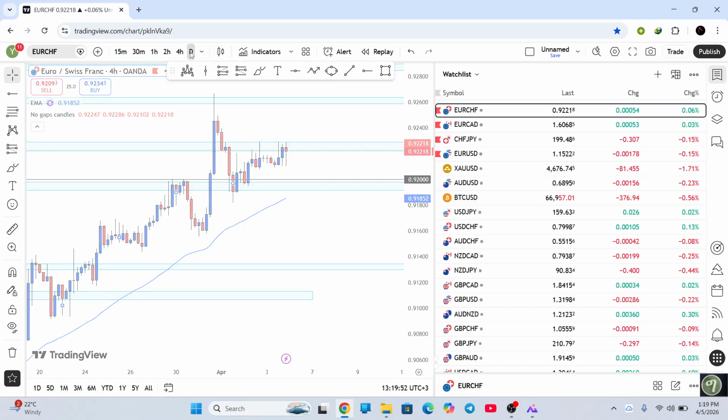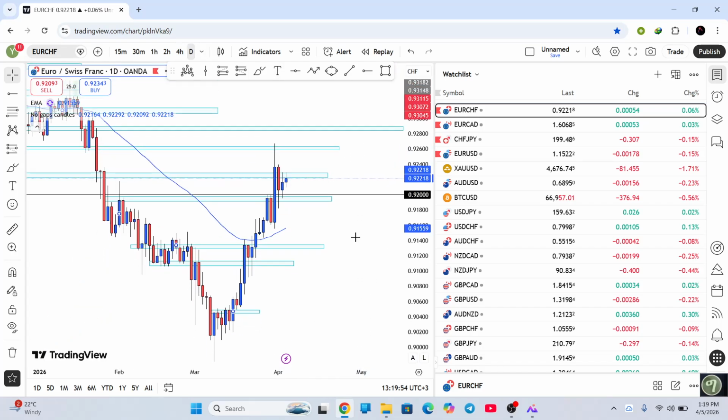Euro CHF. This is a clean textbook price action. Higher high, higher low, higher high, higher low, higher high, higher low. Reach this area of interest, reject from this structure point, reject from the previous higher high, reject from the round psychological level. It formed the bullish rejection candlestick.